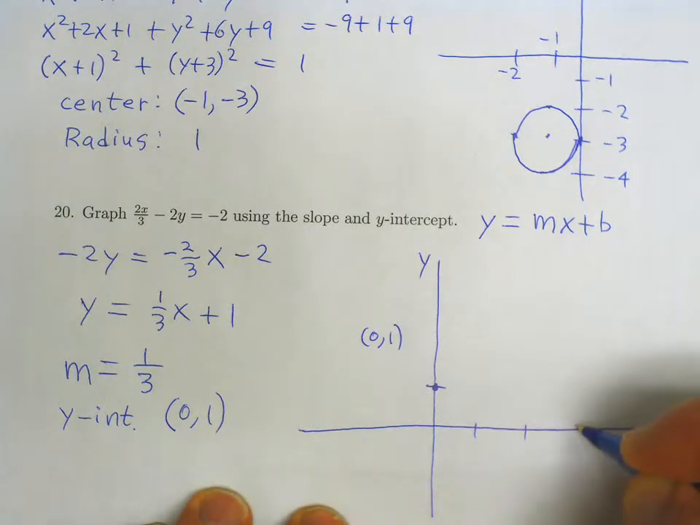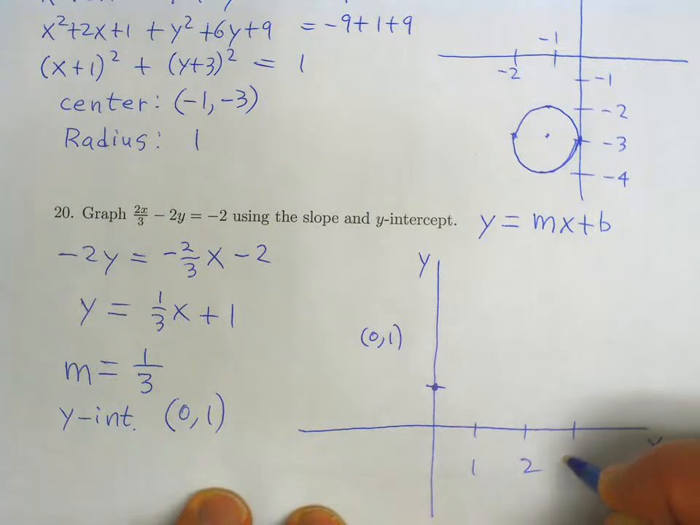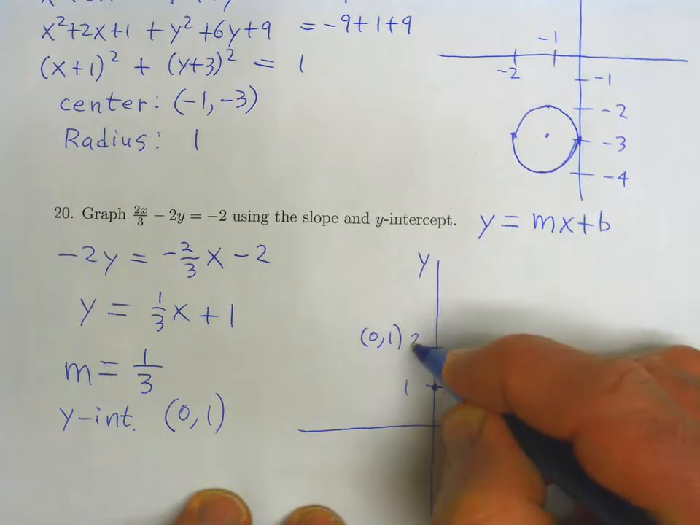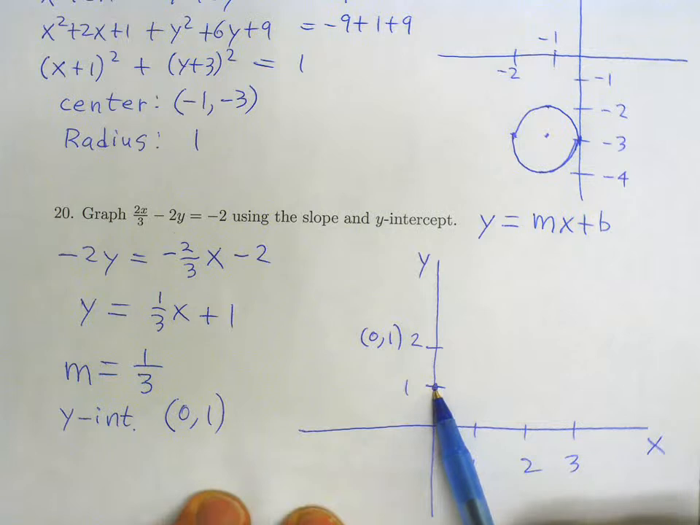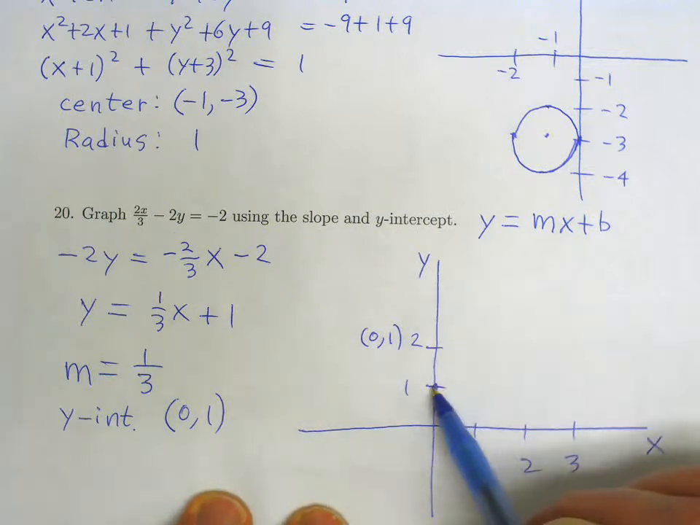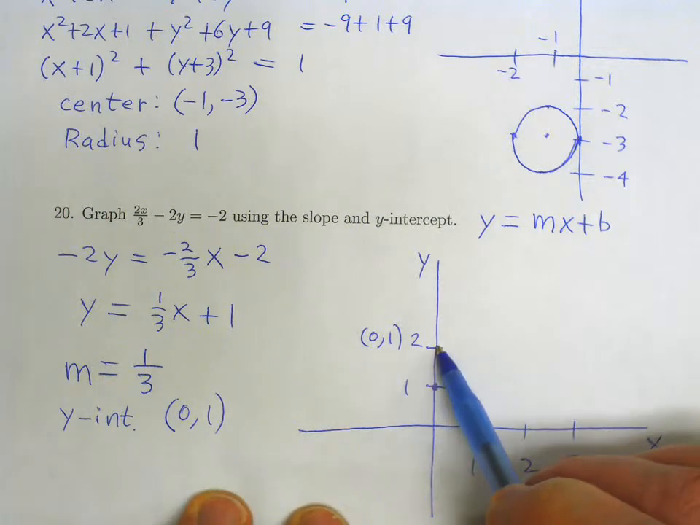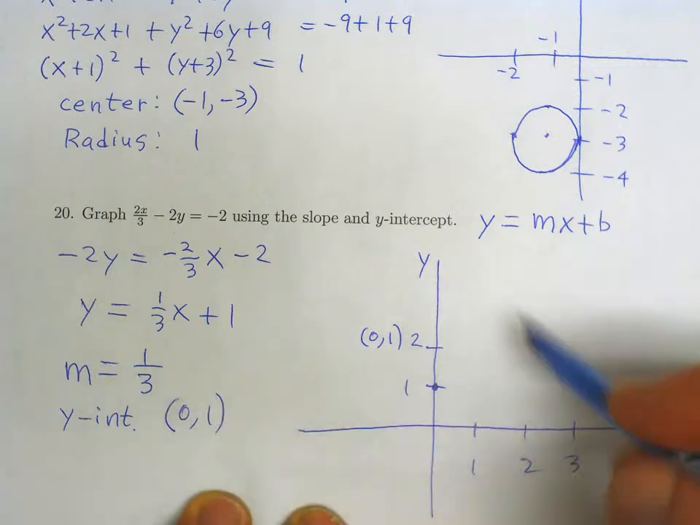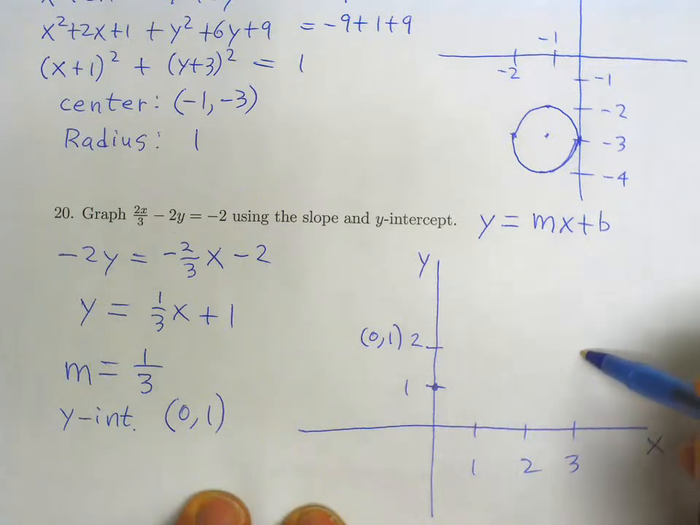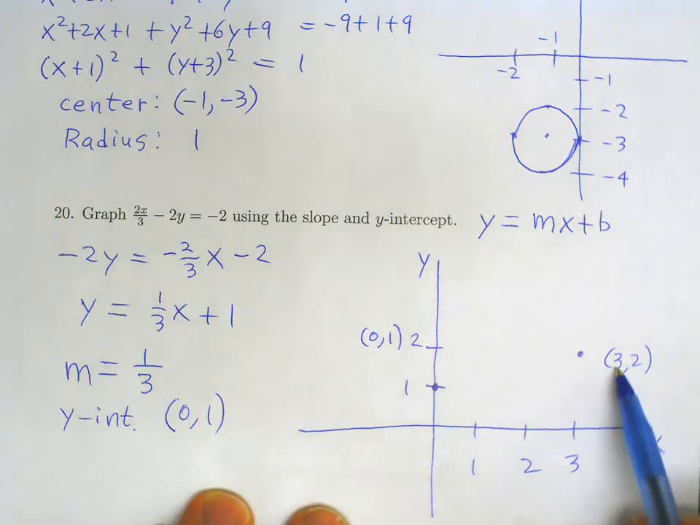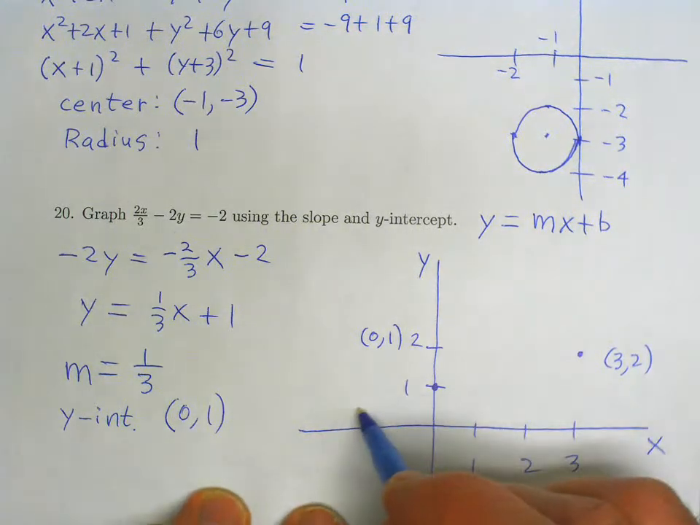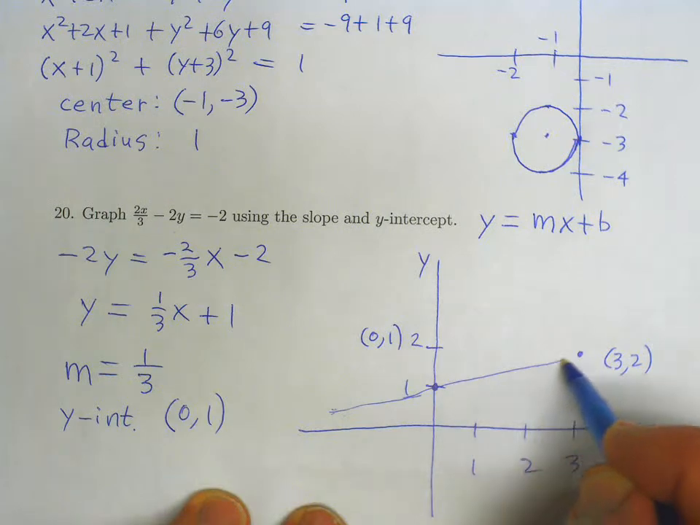So we can find another point on the line from the y-intercept. If we rise 1, that means move up 1. And then if we run 3, that means move to the right 3. So we end up at this point. The coordinates of that point are 3, 2. And in order to graph a straight line, you just need 2 points.